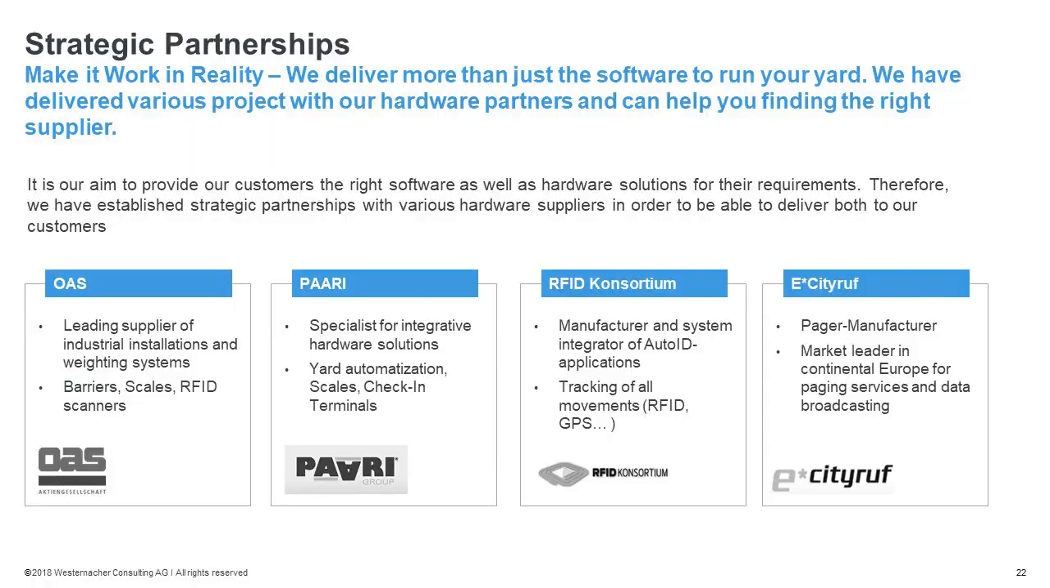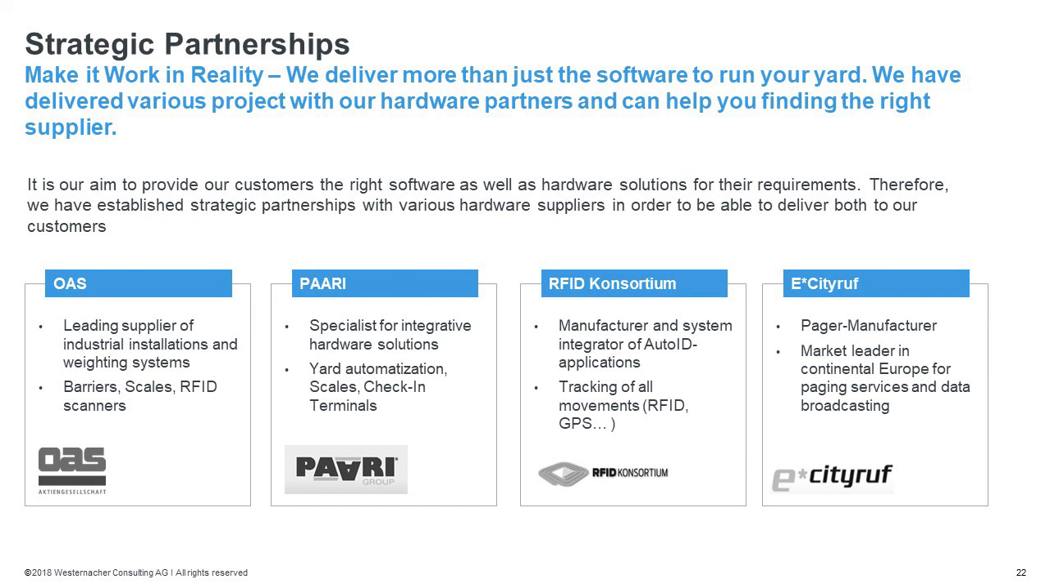We see here that we are working with OAS, for example. OAS is one of the leading suppliers for the installation and running of these weighting systems. There you can buy the barriers, you can buy scales, you can buy the RFID scanners. So basically everything that you need to integrate with the pagers. They also deliver some terminals. They also have license plate recognition, and this is completely integrated with SAP Yard Logistics then.